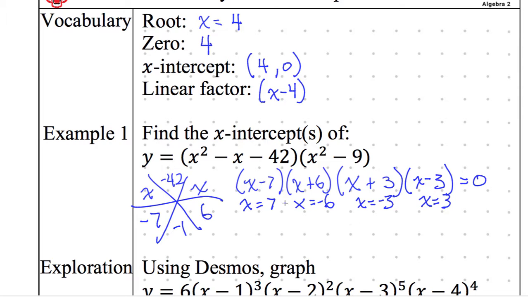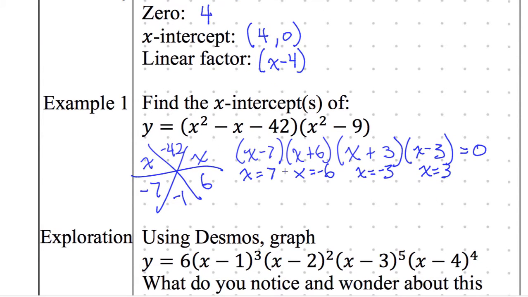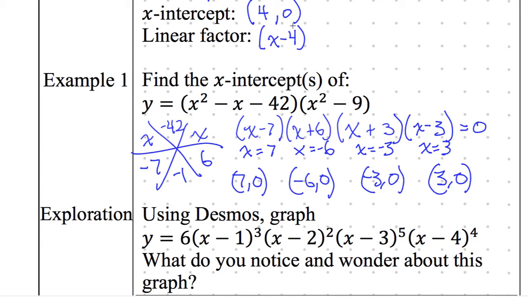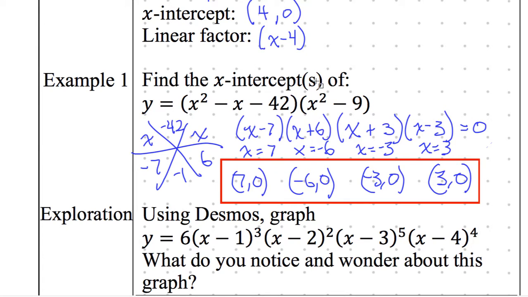So the zeros are 7, negative 6, negative 3, and 3, which means my x-intercepts are for each of these x-coordinates on the x-axis. So the x-intercepts are (7, 0), (negative 6, 0), (negative 3, 0), and (3, 0). And that's the final answer that we're looking for. This problem isn't going to be on Khan Academy. It's an attempt to show you how to do even harder problems. It's kind of like the baby step before we do the really hard problems.